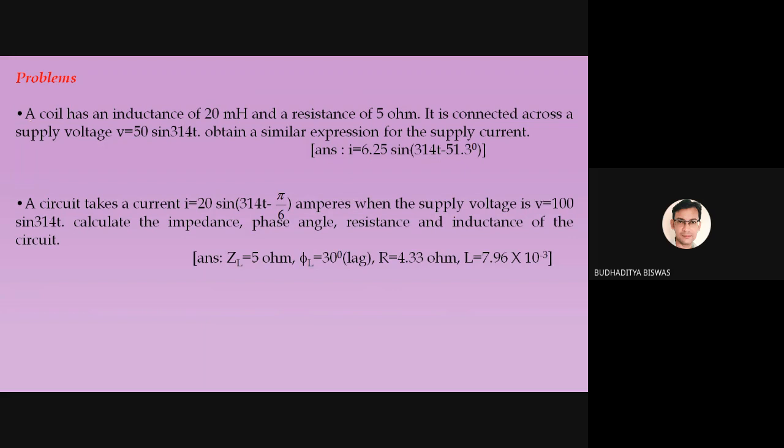So a coil has an inductance of 20 millihenry and a resistance of 5 ohm. It is connected across a supply voltage V equal to 50 sin 314t. Obtain a similar expression for the supply current. Here you see one resistance and one inductance are connected in series, and this is connected across an AC supply, and the expression for the AC supply is 50 sin 314t. You need to find the similar expression for the current.